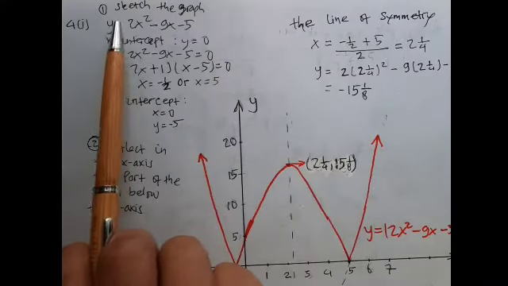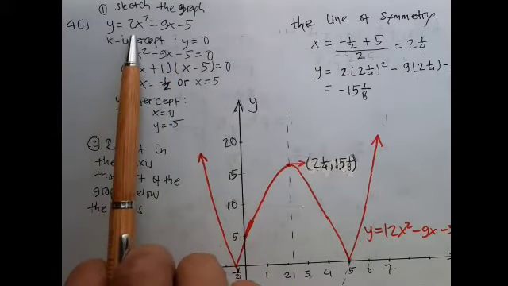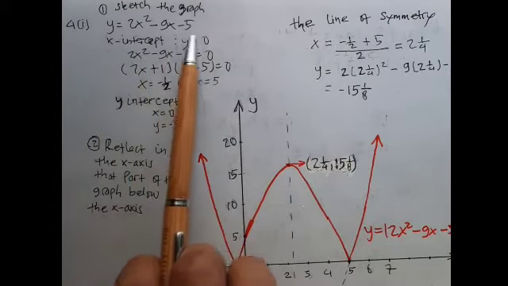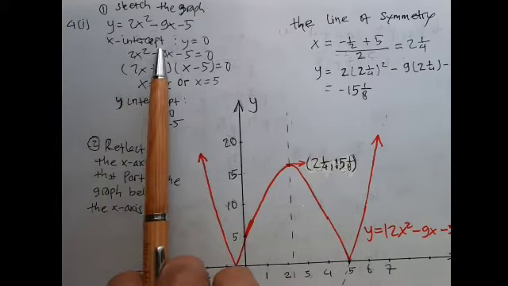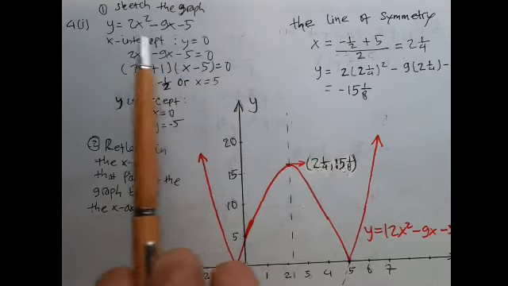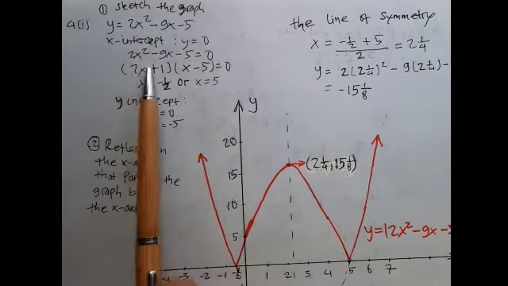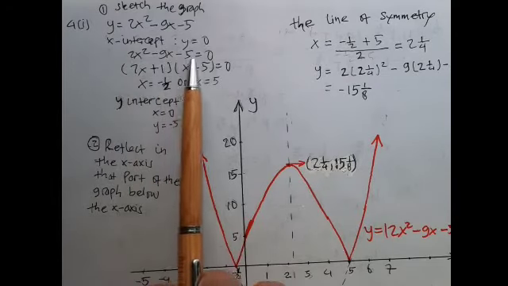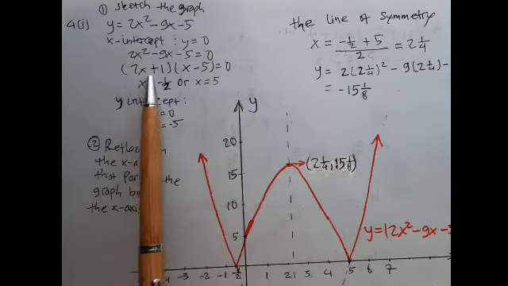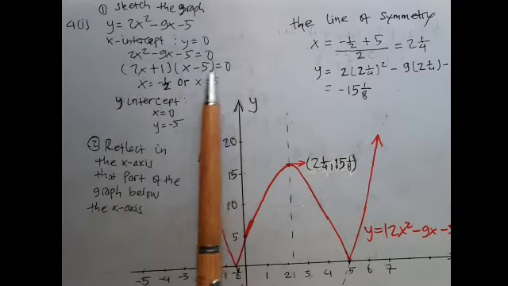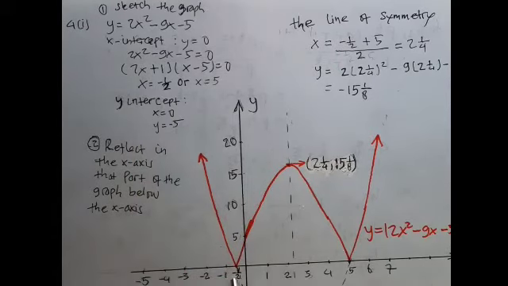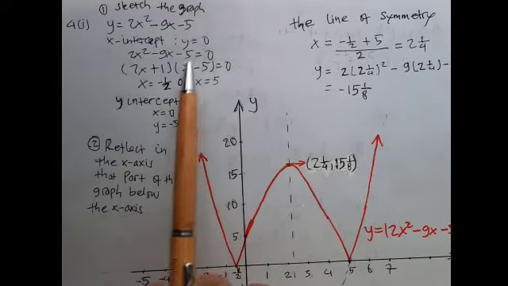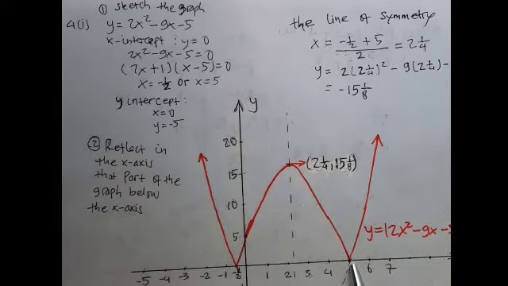First, we sketch the graph of y equals 2x squared minus 9x minus 5 without absolute values. The x-intercepts are when y is 0. So 2x squared minus 9x minus 5 equals 0. Factorization: 2x plus 1 times x minus 5 equals 0. Thus 2x plus 1 is 0 means x is minus half, that is here. That is the first x-intercept, and when x minus 5 is 0, x is 5, that is this point.